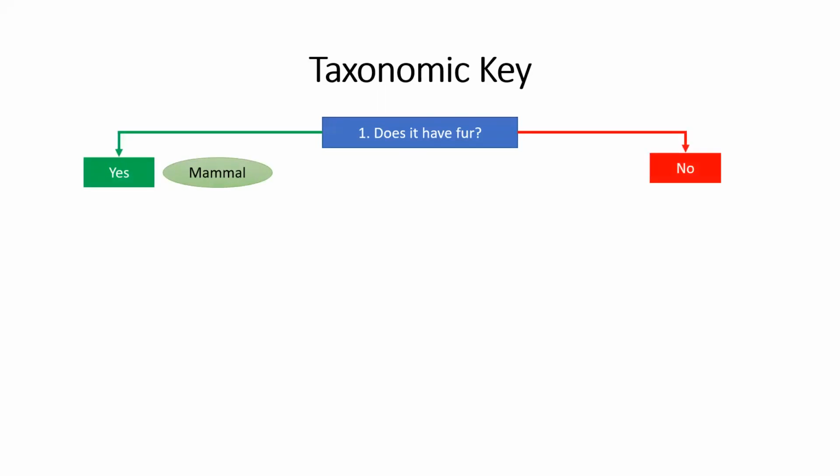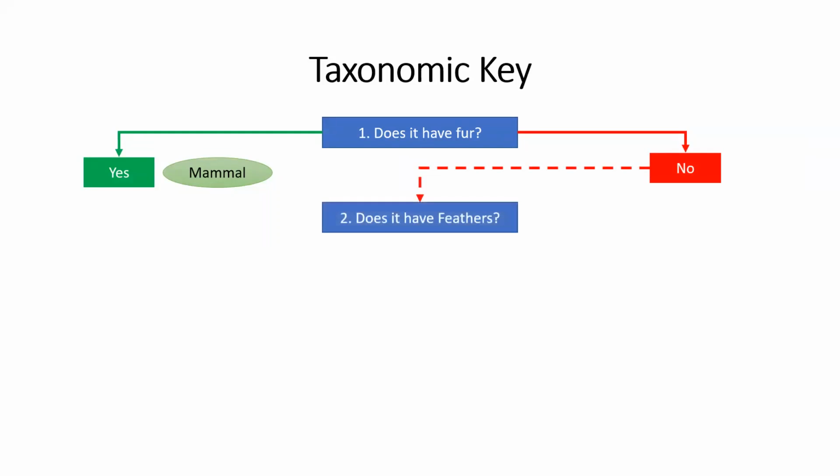The vertebrate, first question: does it have fur? Now, this question has got two parts, hence it is called a couplet. Does it have fur includes yes, it has fur, or no, it does not have fur. If it is yes, it can be a mammal. If it is no, then move on to the next question.